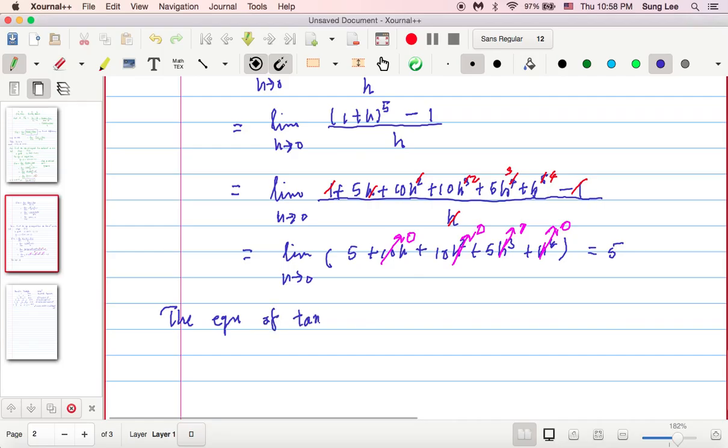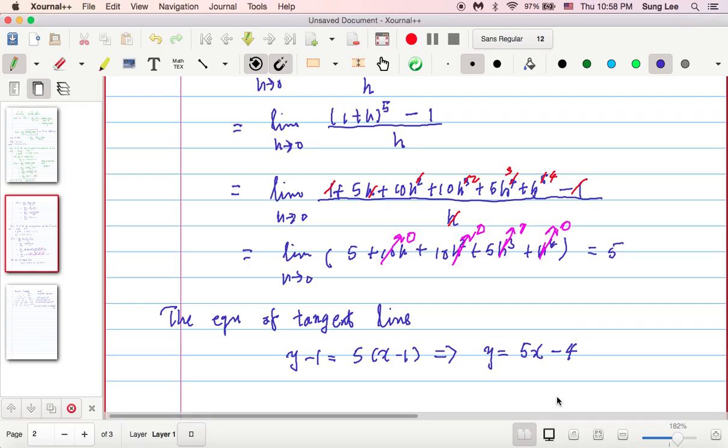Okay, so the equation of tangent line is going to be y minus 1 equals slope 5 times x minus 1. Again, we want to write this in the slope intercept form, y equals mx plus b type form. So if you solve it for y, that's going to be 5x minus 5, and you add 1 to each side, that's going to be negative 4. So 5x minus 4, that's going to be the tangent line.